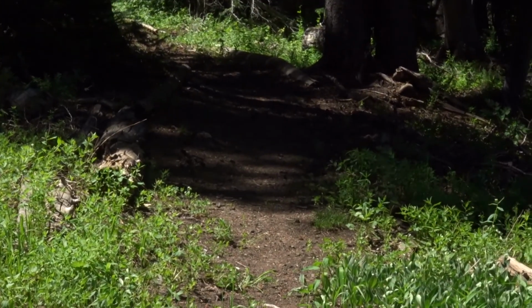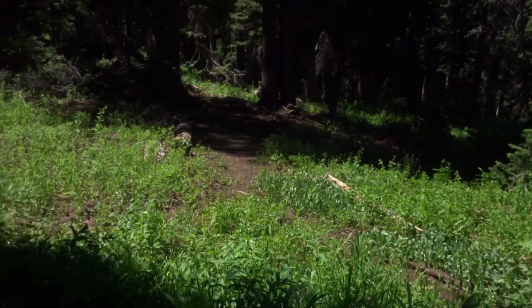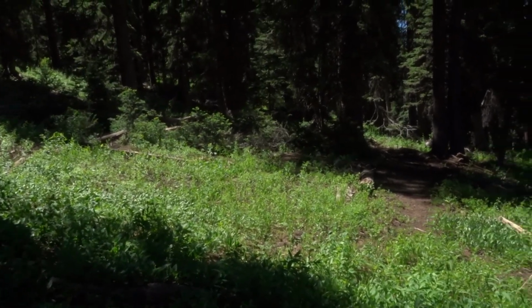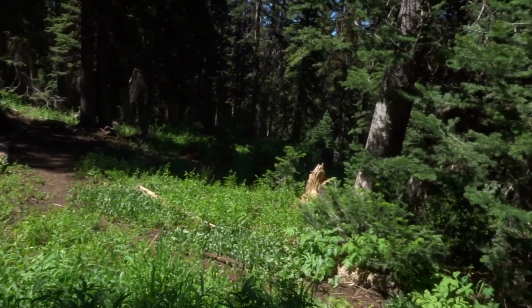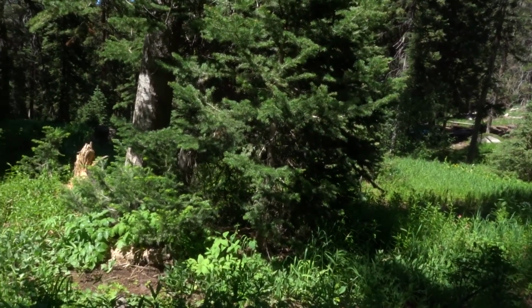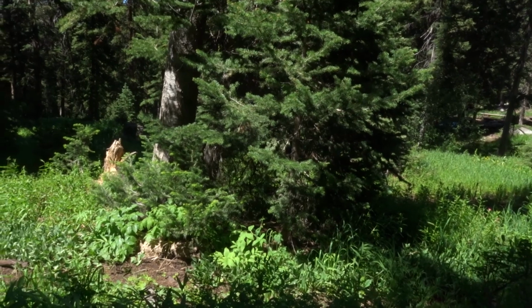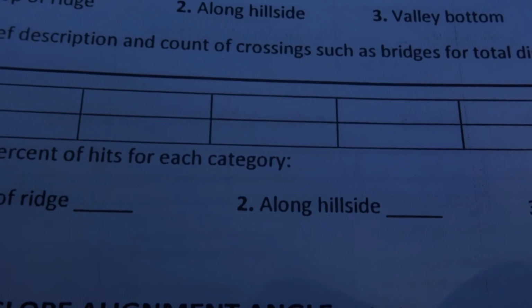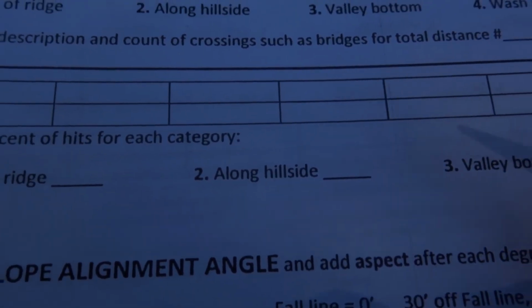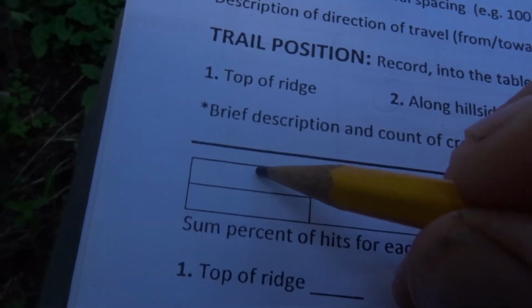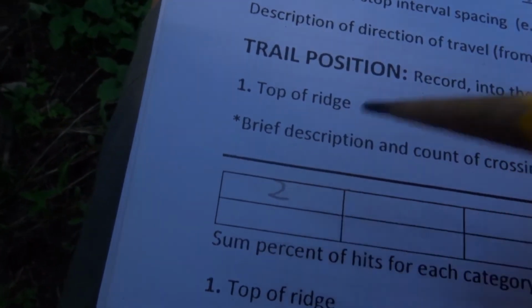Here's the trail. There we go. And opening this up, this is all hillside around us up to here. It's not very steep here at the beginning. And the valley bottom is over there a couple hundred feet. So I'm going to call this on the hillside. And along the hillside is a number 2. So in the first box, we're putting a number 2.